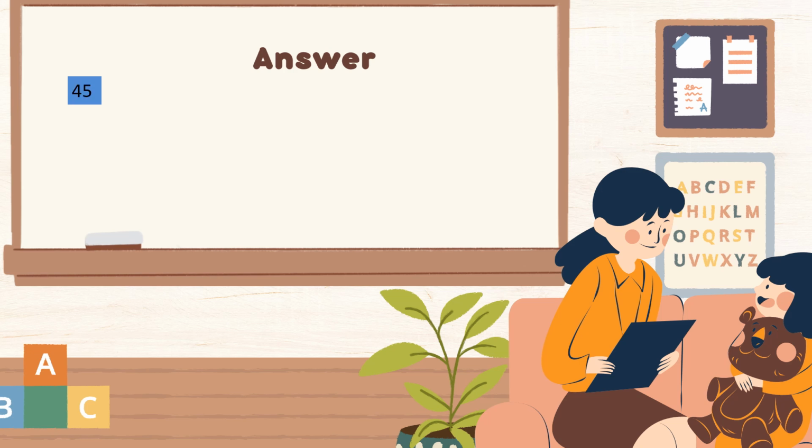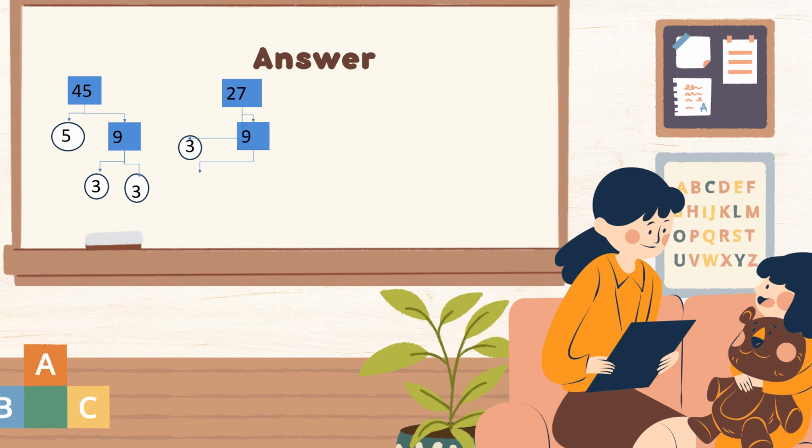Yes, prime factorization for 45. And let's see what the factorization is. Yes, 45 is 5 multiplied by, excellent, 9. And 9 is 3 multiplied by 3. The second number is 27. 27 is 3 multiplied by 9. And 9 is 3 multiplied by 3.